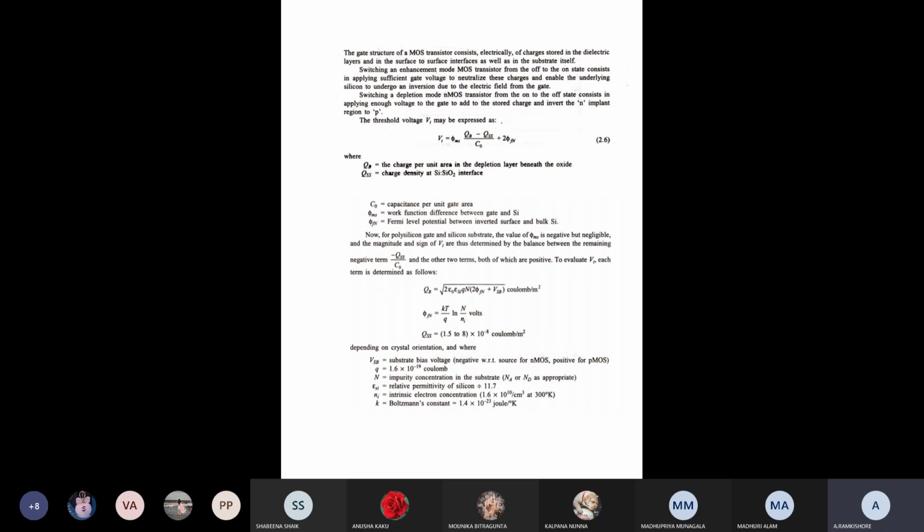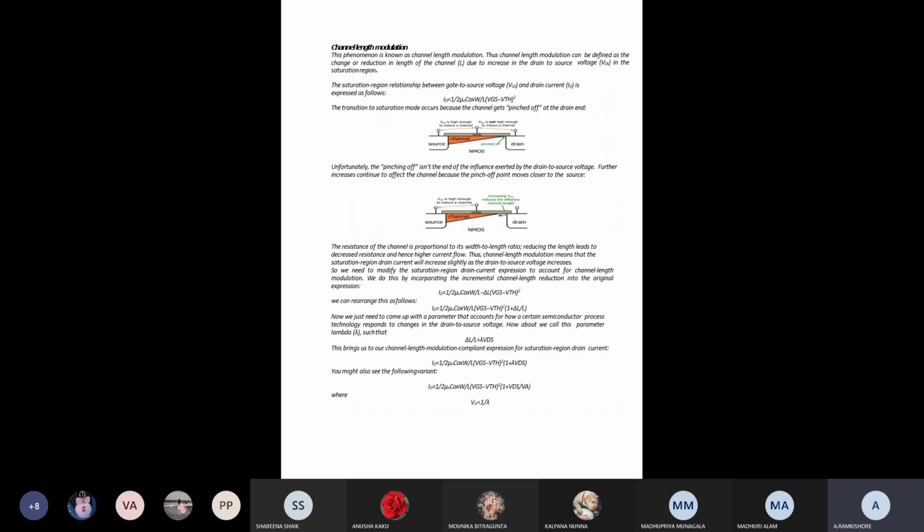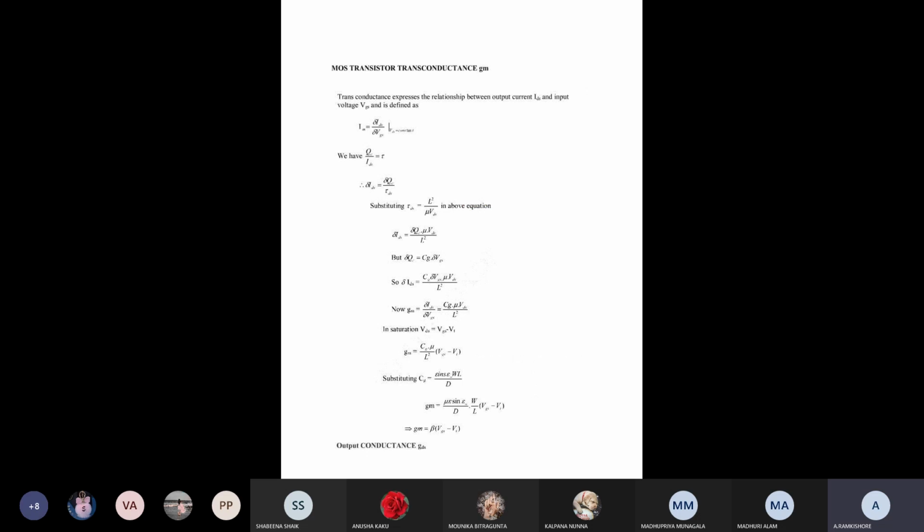In the next class, we will see what is meant by body effect, channel length modulation and the MOS transistor transconductance. So we'll see these topics in the next session.